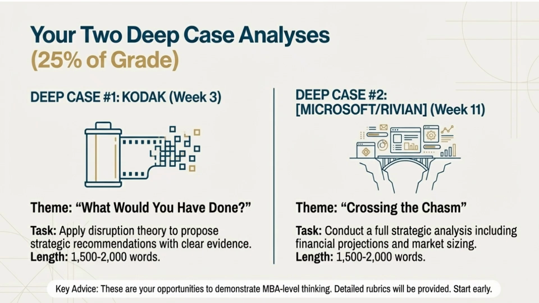Deep case number 2 is either Microsoft or Rivian. I'll confirm which, and that's due in week 11. The theme is crossing the chasm. You conduct a full strategic analysis, including financial projections and market sizing. Same length, 1,500 to 2,000 words. Key advice at the bottom: these are your opportunities to demonstrate MBA level thinking. Detailed rubrics will be provided. I will also be providing you directions and advice on how to write a strategic analysis report.